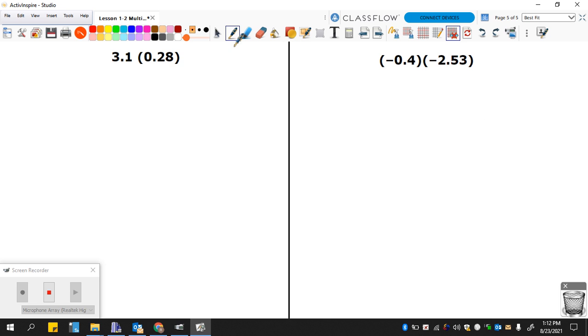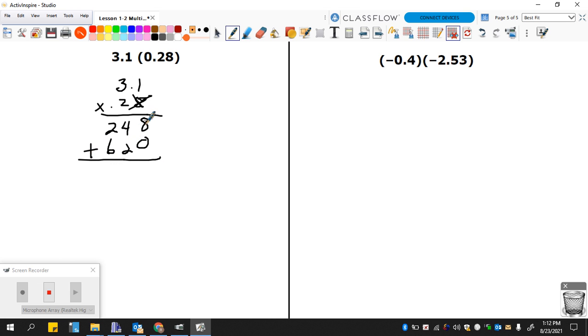Now here we have 3.1 times 0.28. They're both 2 digits, so it doesn't matter. I'll do the 3.1 up on top and then 0.28 on the bottom. Now, we're multiplying. 8 times 1 is 8. 8 times 3 is 24. Now, we're done with the 8, so we cross that 8 out, and we put a 0 down here to scoot it over. 2 times 1 is 2, and 2 times 3 is 6.